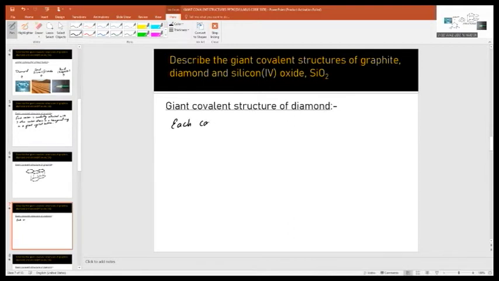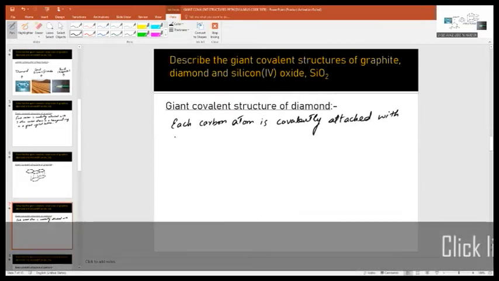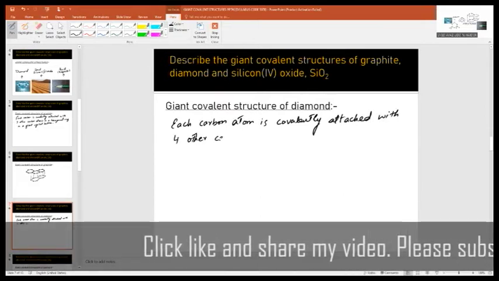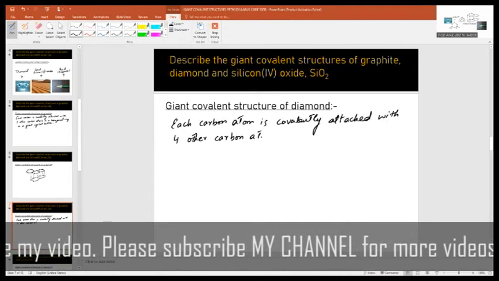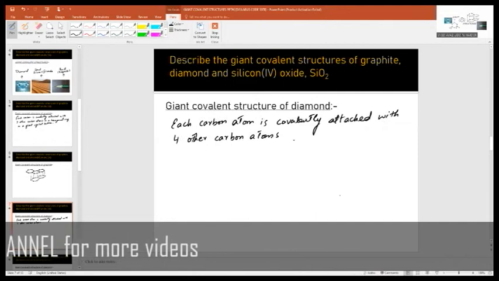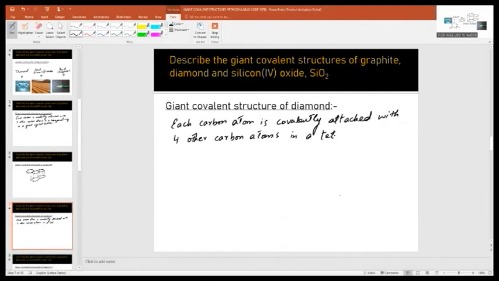Each carbon atom is covalently attached with 4 other carbon atoms in a tetrahedral arrangement in a giant crystal lattice.